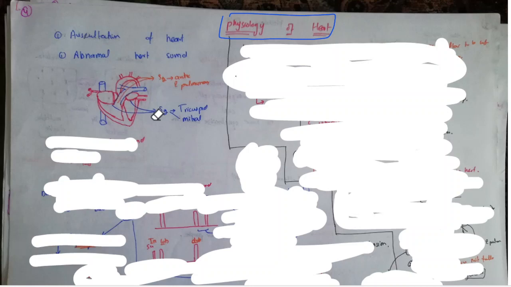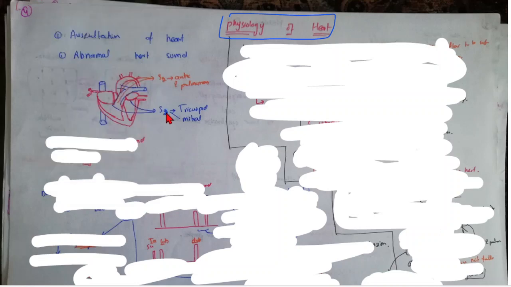S1 is actually produced when the tricuspid and mitral valves close. So the S1 sound is produced from the tricuspid and mitral valve. When all the blood comes in and the tricuspid valve closes, during closing it produces a sound, and that sound is called the S1 sound.